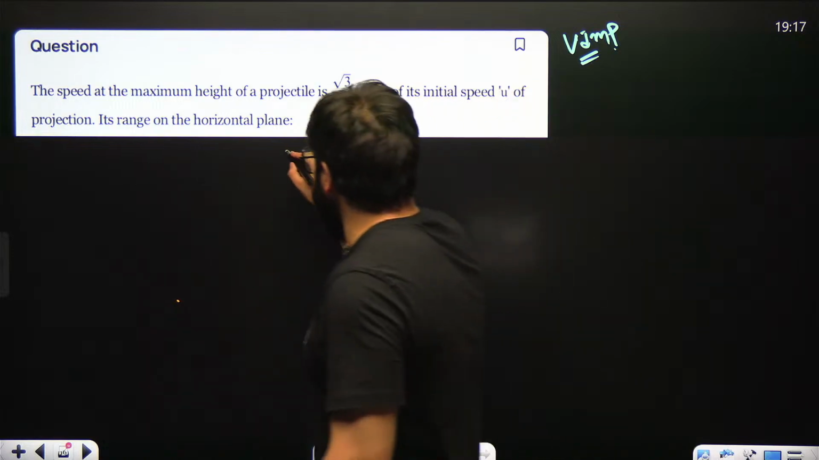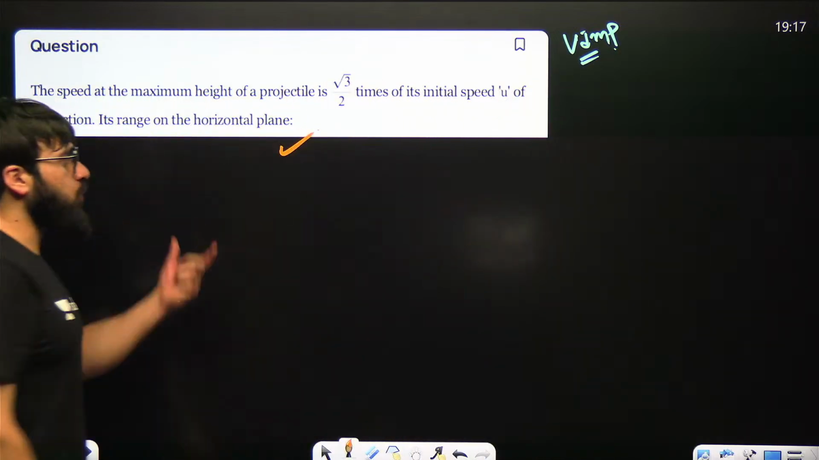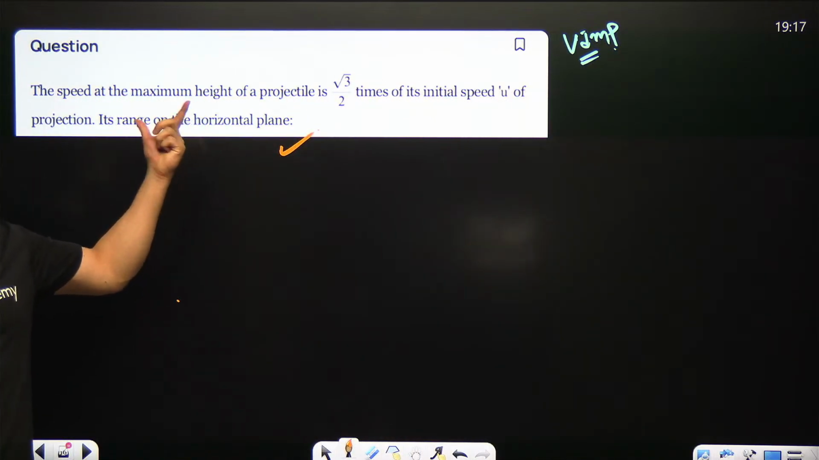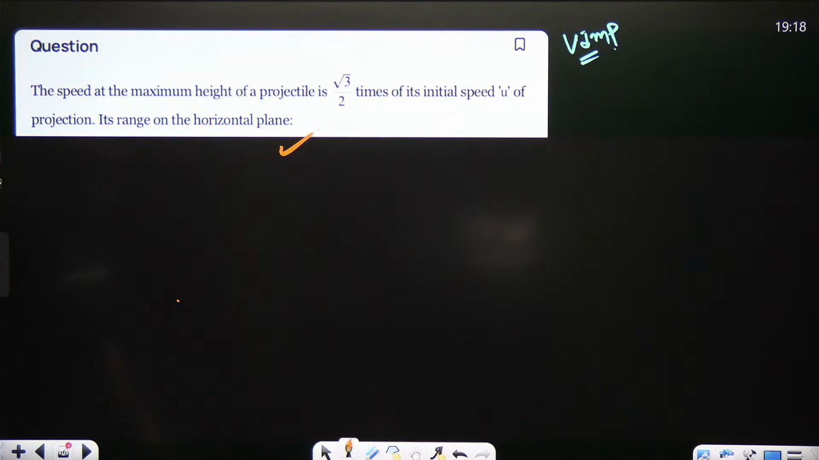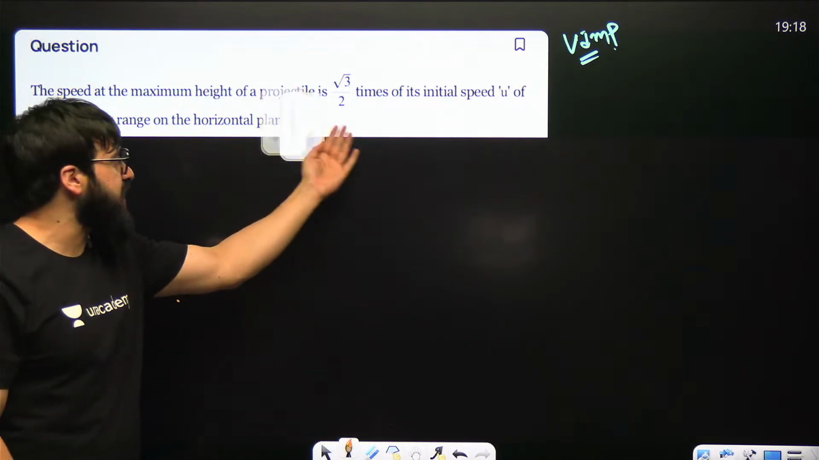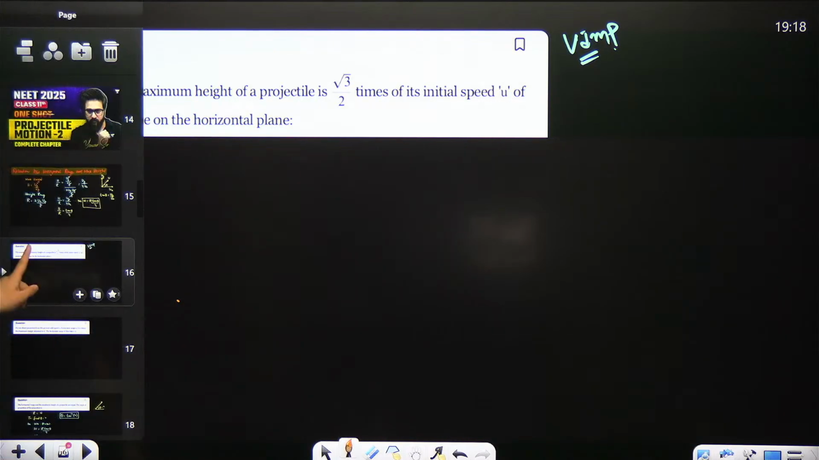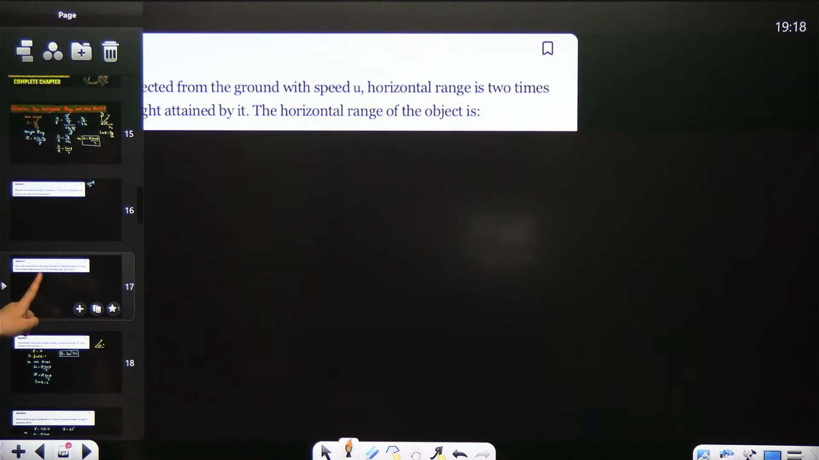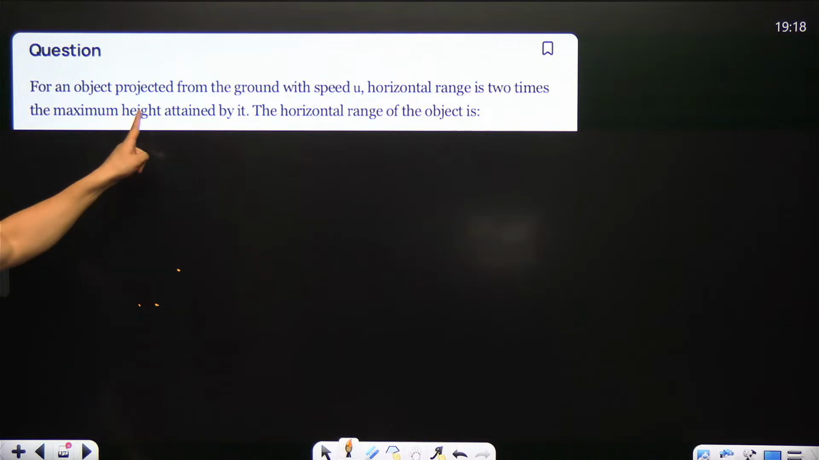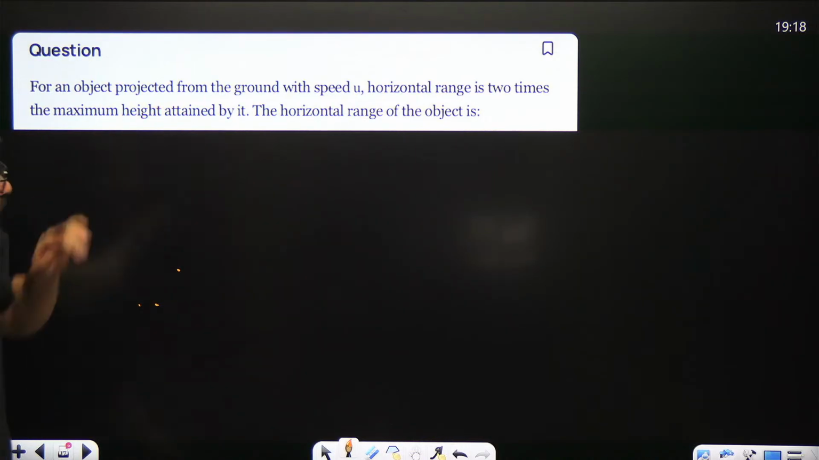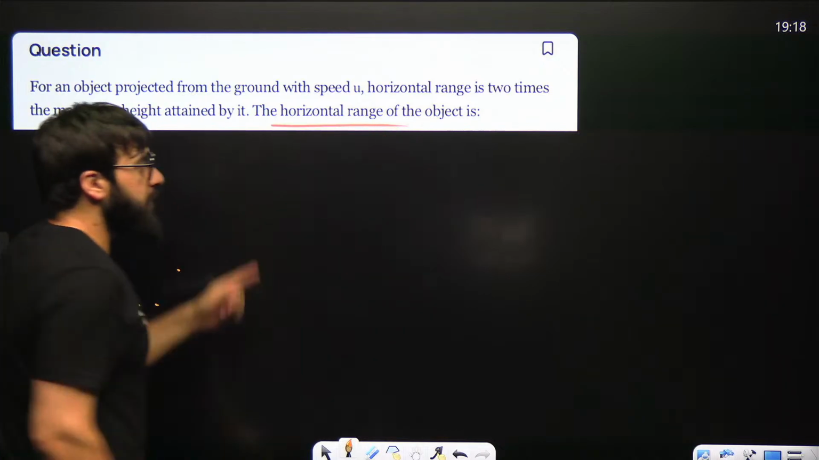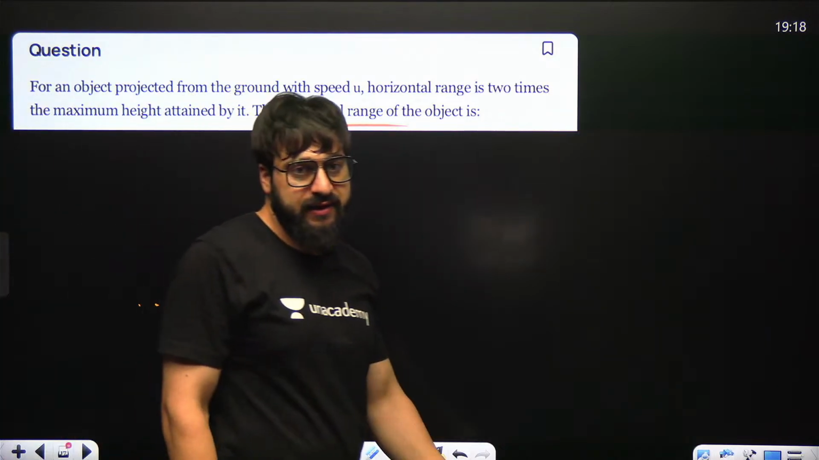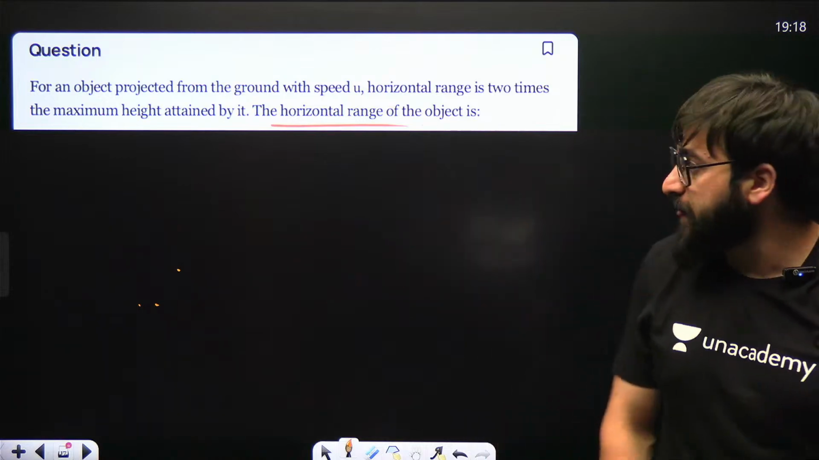Now guys, this is the question that we are given over here. I would want you guys to try this out and let me know the answer. Before this, I just want to show you this question: for an object with a ground speed u, horizontal range is 2 times its maximum height. Because this is related to R tan theta, that's the reason.